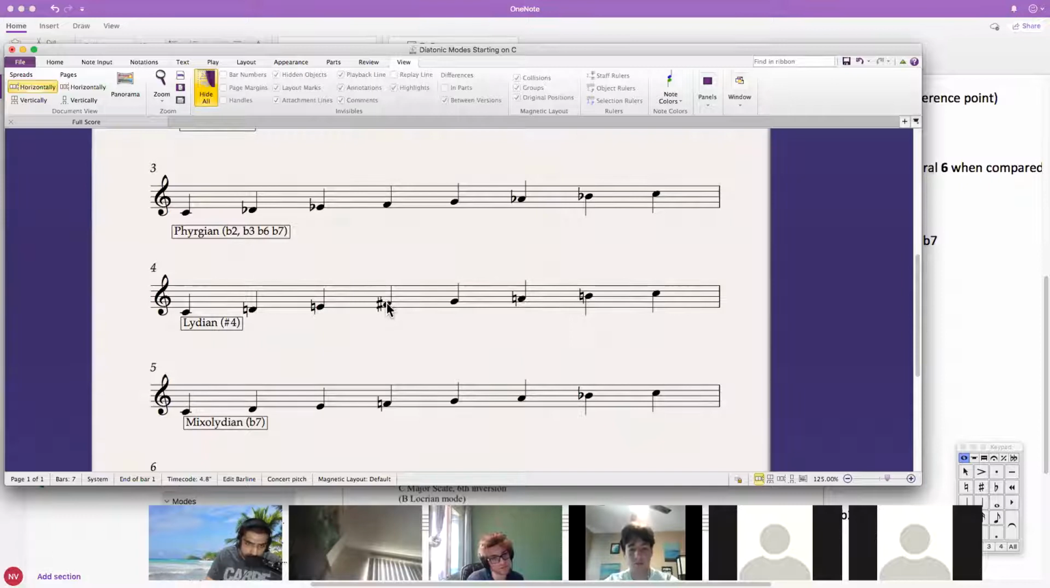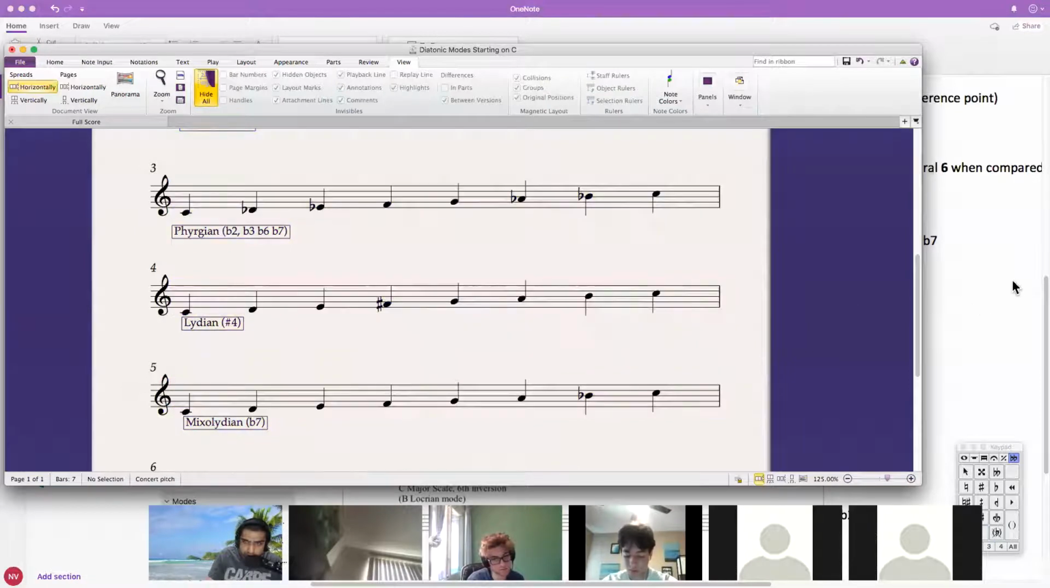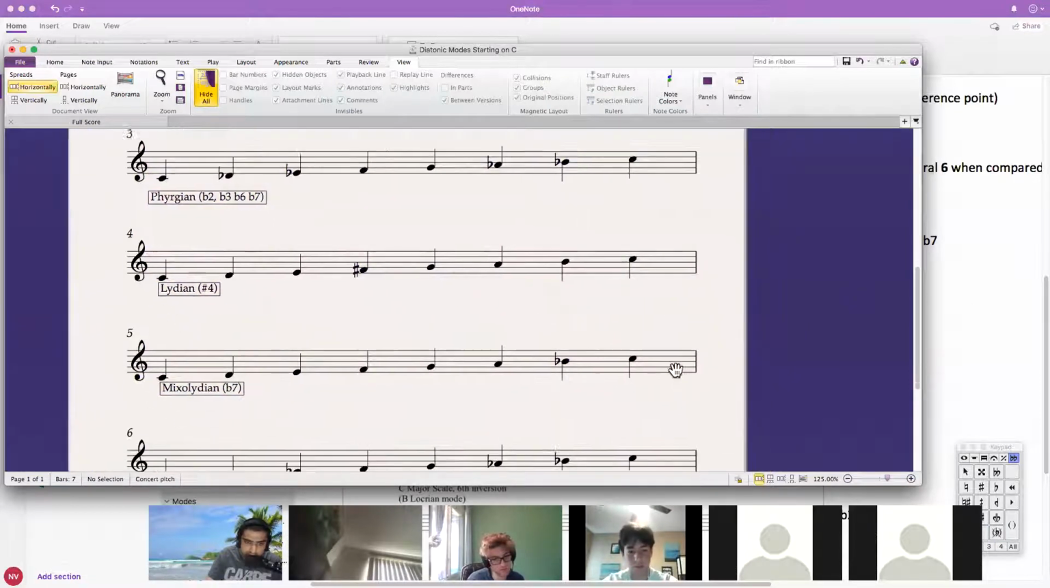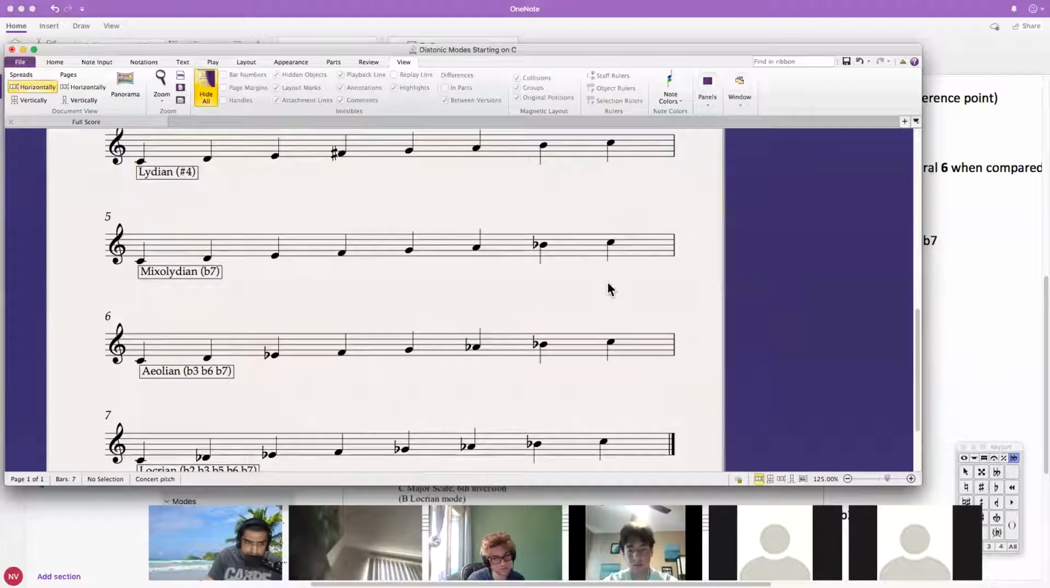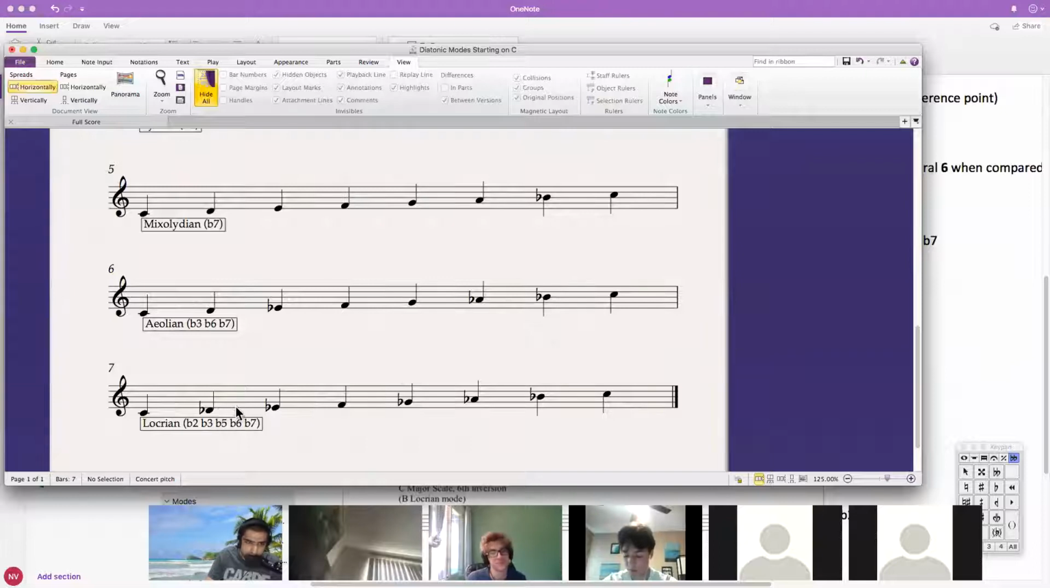Lydian has a sharp 4, with these cautionary accidentals. Mixolydian has a flat 7. Aeolian has a flat 3, a flat 6, and a flat 7. And Locrian has a flat 2, a flat 3, a flat 5, a flat 6, and a flat 7. Okay? Now, this is one way of visualizing it.